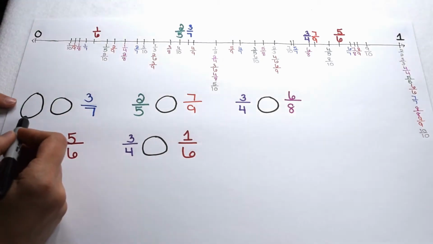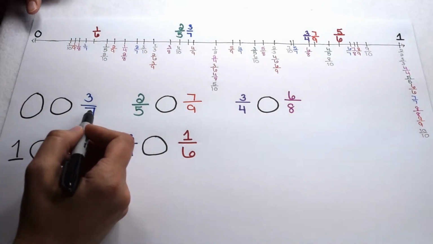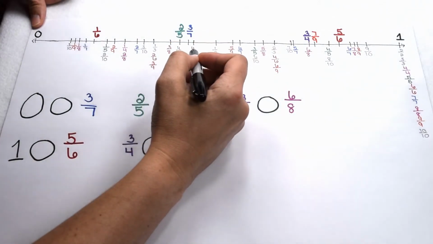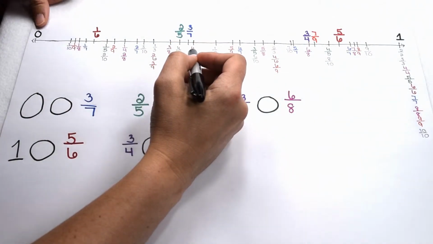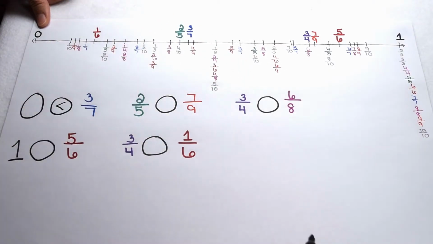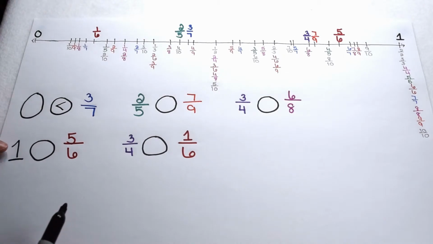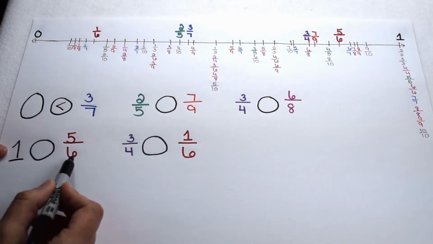Let's start out by comparing to 0. Here we want to compare 0 to 3/7. Well, on our number line, here is 0 and here is 3/7. 0 is much farther to the left than 3/7, so 0 is going to be less than 3/7. In fact, 0 is the lowest number on our number line, so 0 will be less than any value it's compared to here.